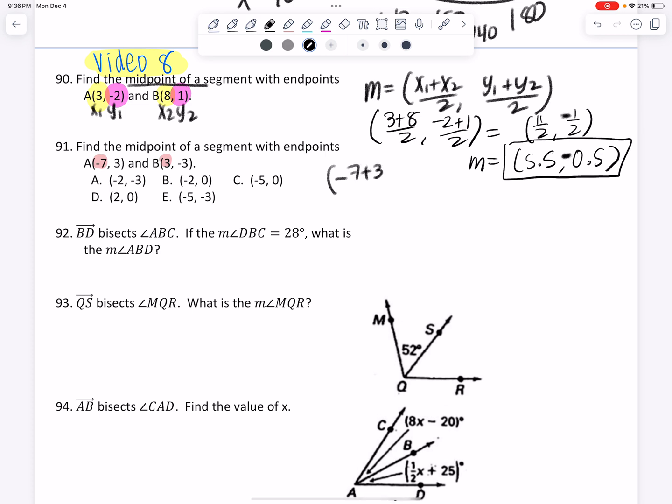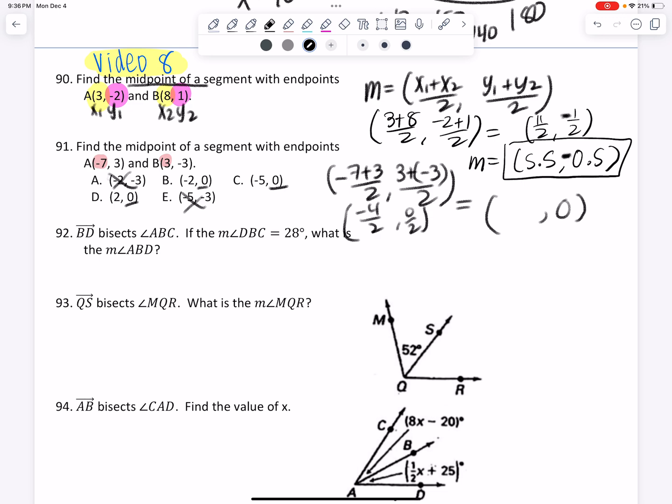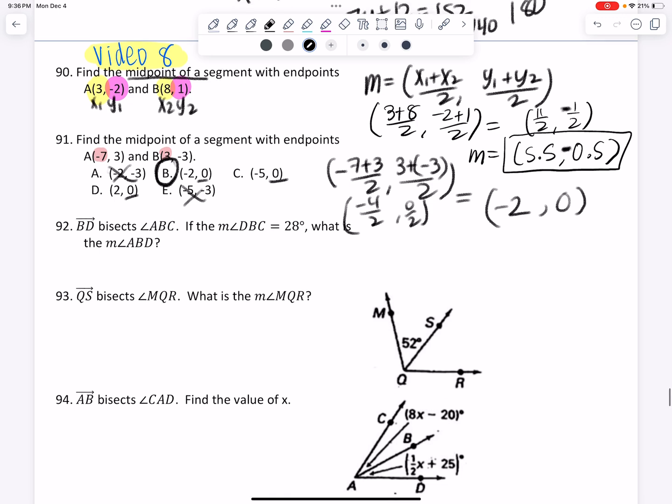That's going to be negative 7 plus 3 over 2, and then 3 plus negative 3 over 2. That's going to be 0, so immediately I know it's this one, or this one for the y's. I just have to find what the beginning is. So I already know that that's 0. The x value is going to be negative 4 over 2, and then 0 over 2. Negative 4 over 2 is negative 2. So that's going to be this one right here. Okay, so that should be B.